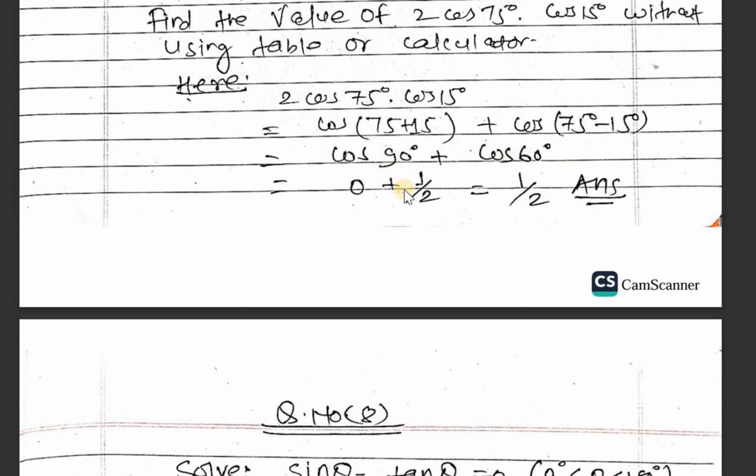This is the standard ratio. So cos 90 is 0 and cos 60 is 1 by 2. Therefore our final answer is 1 by 2.